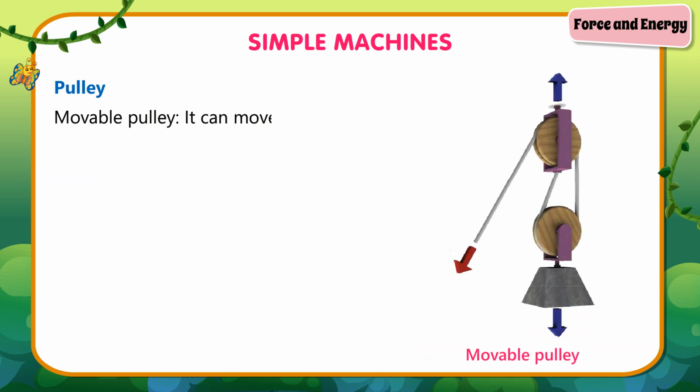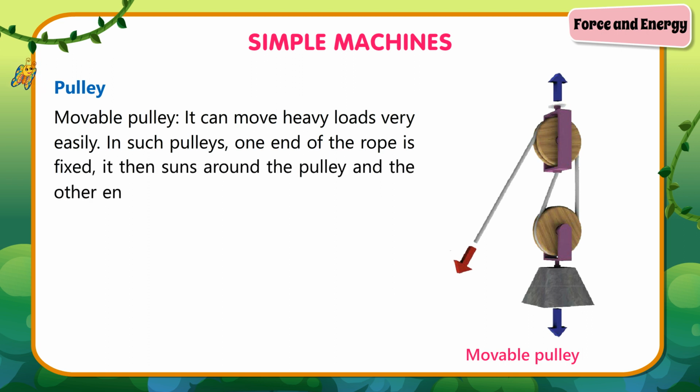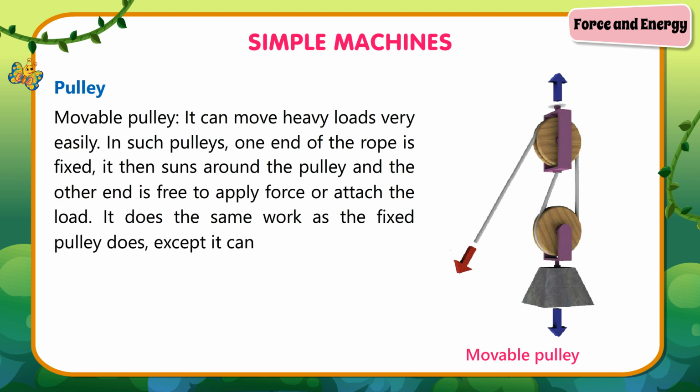Movable pulley. It can move heavy loads very easily. In such pulleys, one end of the rope is fixed. It then runs around the pulley and the other end is free to apply force or attach the load. It does the same work as the fixed pulley does, except it can move the weight as well.